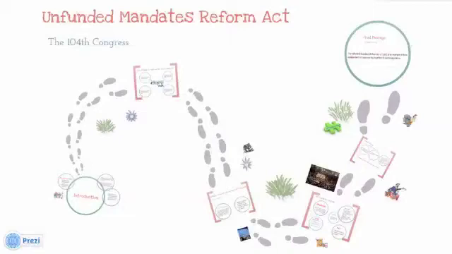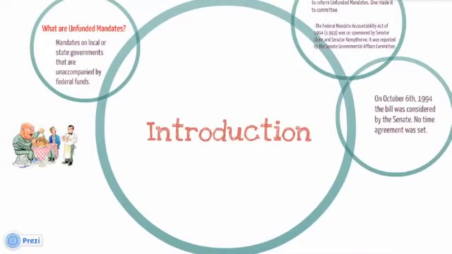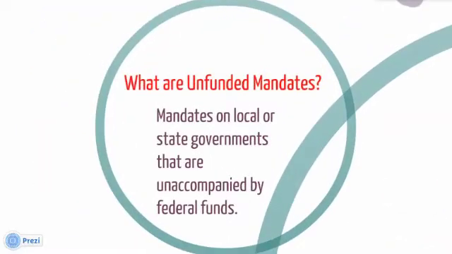The Unfunded Mandate Reform Act came into existence during the 104th Congress. Unfunded mandates as an issue rose to the fore as a national issue in the 1980s. An unfunded mandate is a reference to any piece of federal legislation that requires a state, local, or tribal government to perform an action at their level without providing the funds to carry them out.